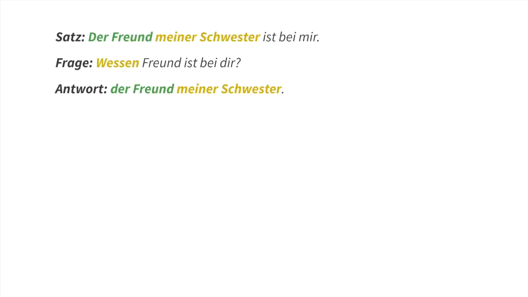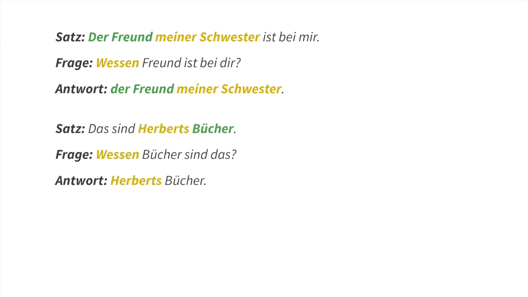Let's see some examples. If we have a declarative sentence, der Freund meiner Schwester ist bei mir. My sister's friend is at my place. Now I will ask, whose friend is at my place? Wessen Freund ist bei mir? Wessen, ja? And the answer is der Freund meiner Schwester.